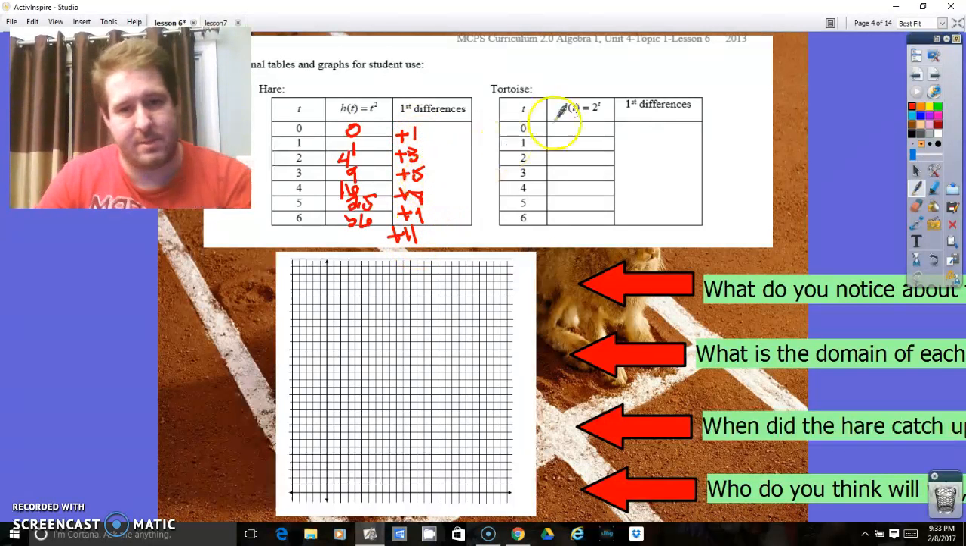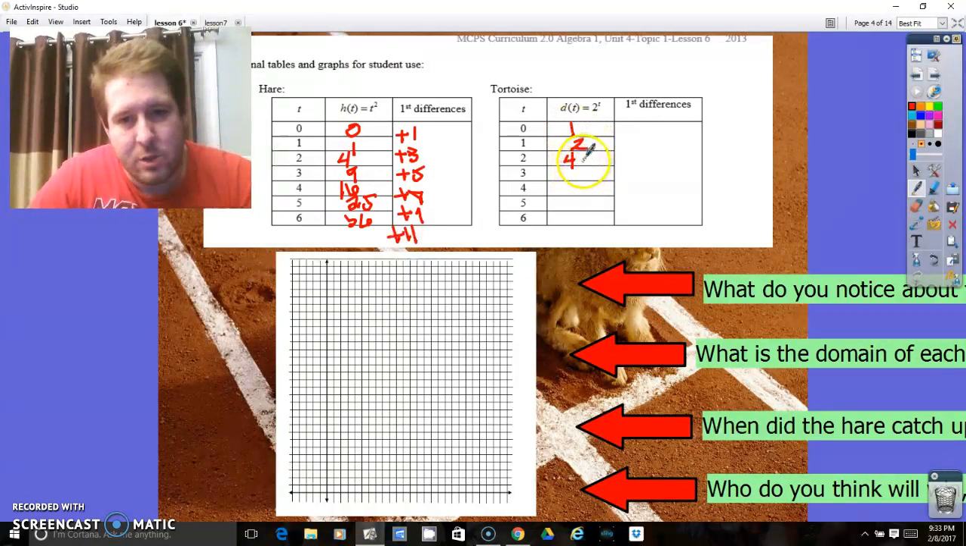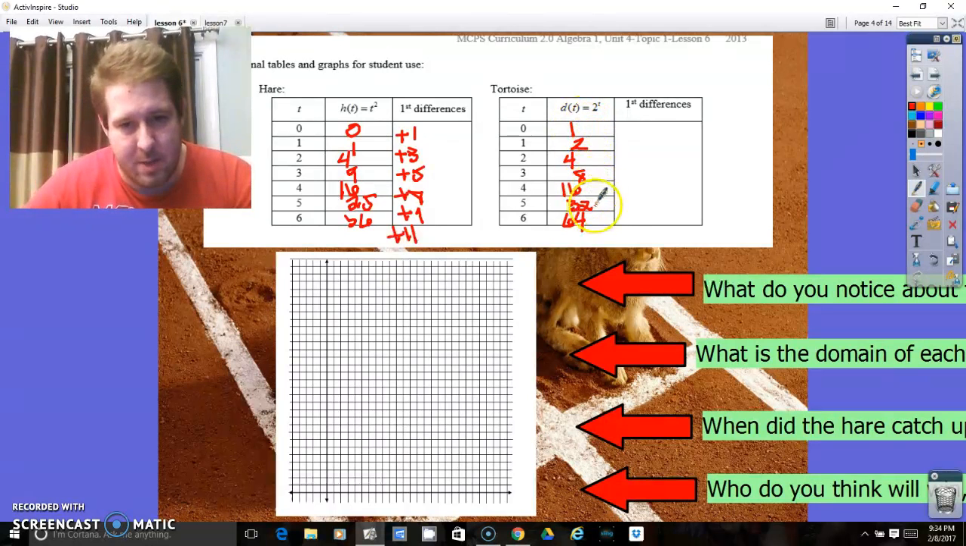Common second difference. Now, exponentials: 2 to the 0th is 1, 2 to the first is 2, 2 to the second is 4, 2 to the third is 8, 2 to the 4th is 16, 2 to the 5th is 32, 2 to the 6th would be 64. Now, we know, and we have explored in the past, that exponential functions have geometric patterns. Times 2, times 2, times 2, times 2, times 2, times 2.